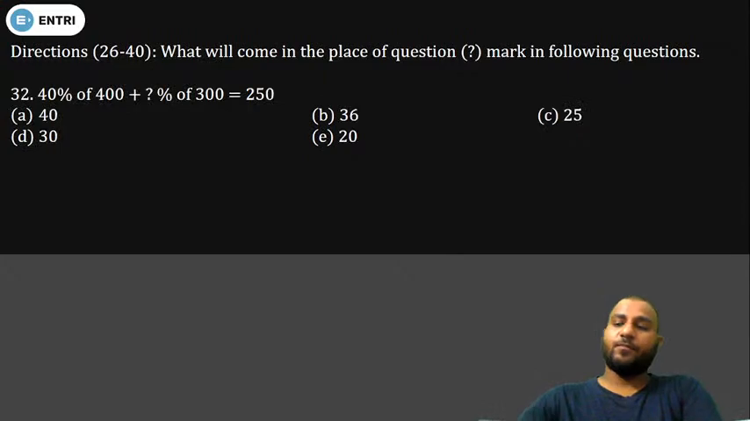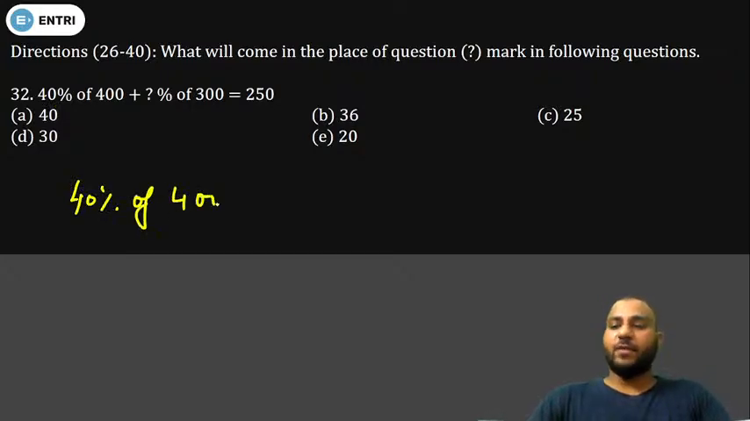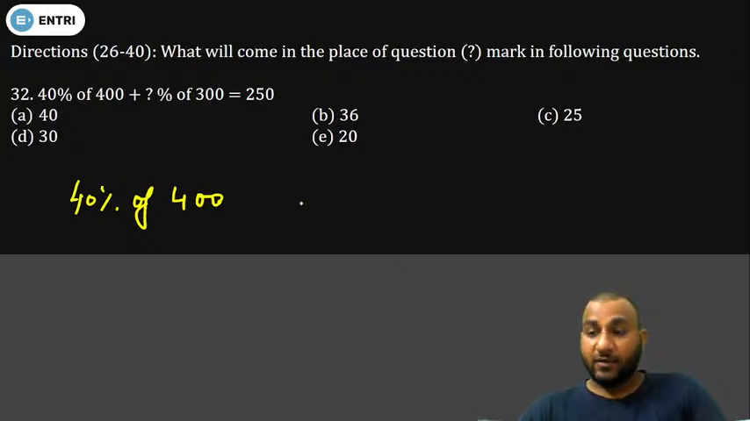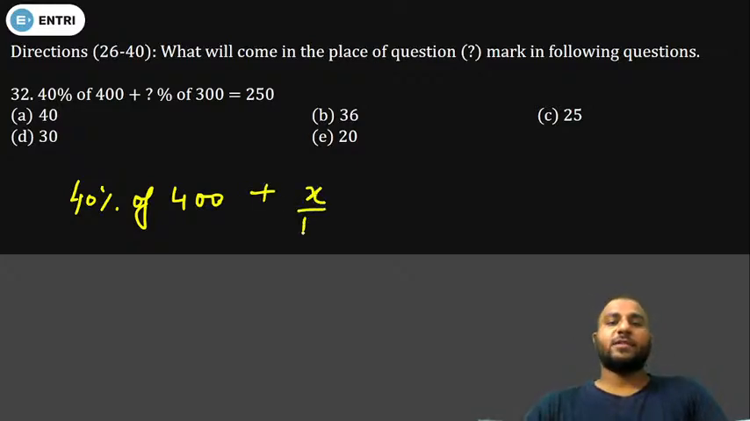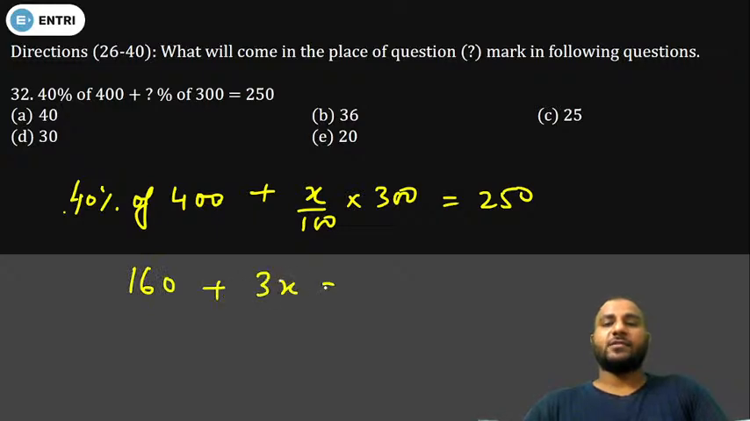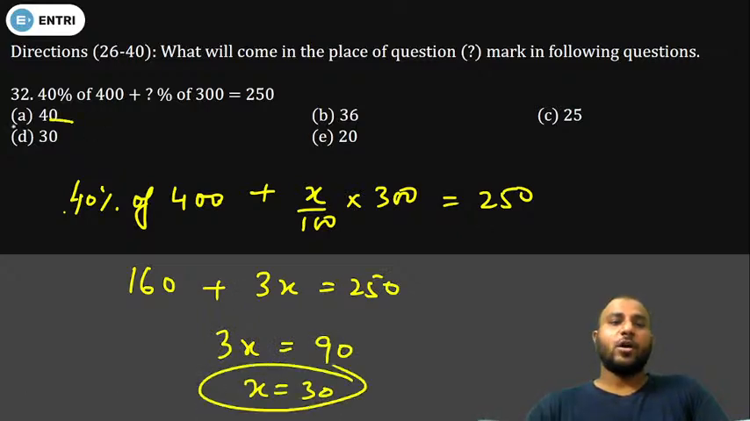Very good, very good, everybody, Nasreen, Sadaya. Look, 40% of 400, plus x percent into 300 equals 250. So look at this. 40 into 4, 160 plus 3x equals 250. So 3x equals 90, x equals 30. So option D will be the correct one.